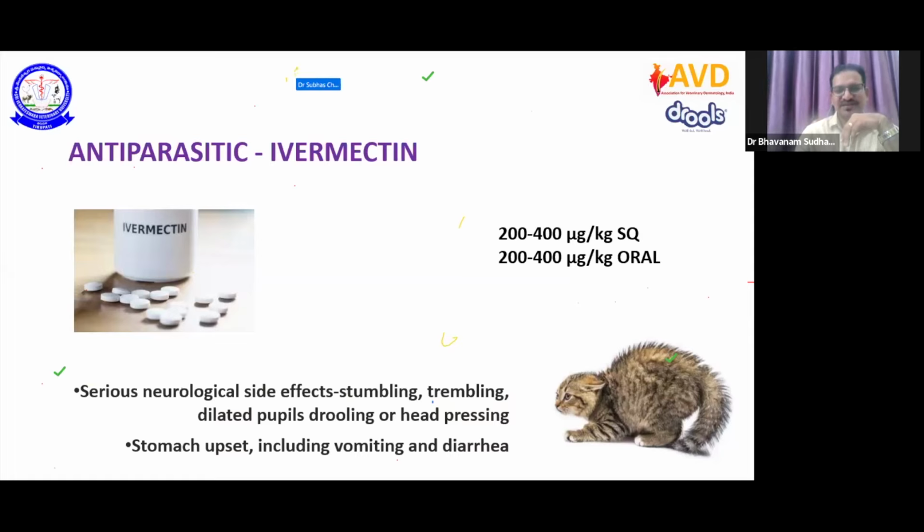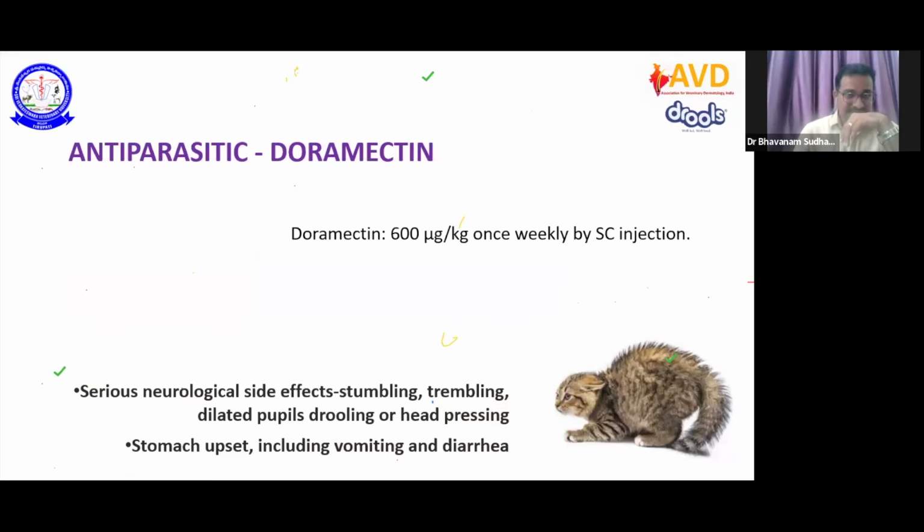But what side effects will be there? Stumbling will be there, pain will be there, dilated pupils will be there, severe salivation will come, depression also will be there. But to treat it, we have a few options for how to treat ivermectin toxicity cases. Next one is another option, doramectin, the same group of drug. Here we can give this injection by the subcutaneous route.